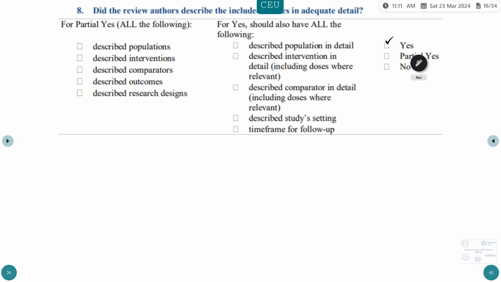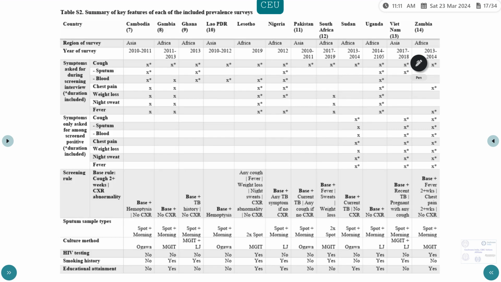Did the review authors describe the included studies in adequate detail? Yes, they have described. So they have looked at the symptoms, symptomatology of all the patients across the 12 studies and the screening methods, what all they used. So culture methods, many of them have used NGIP, some of them have used LJ or GABA. They have looked at other factors also like smoking, HIV status. So they have described this in pretty detail.